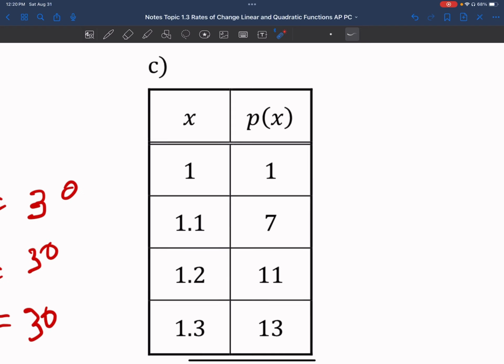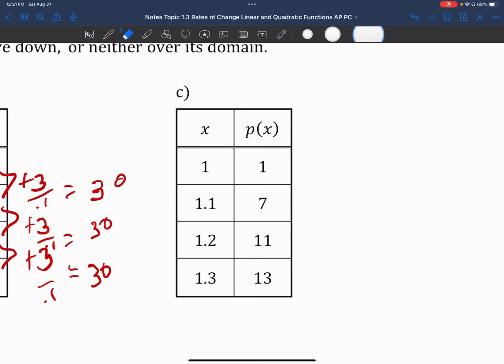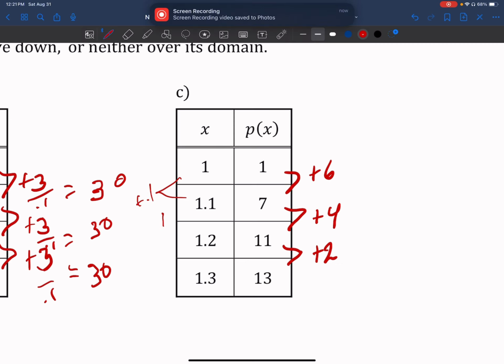And then I'm going to do the same. So now let's look at C. For this one, when I go from 1 to 7, it's going to be +6. When I go from 7 to 11, it's going to be +4. And then from 11 to 13 is going to be +2. Same thing here, plus 0.1, plus 0.1, plus 0.1.